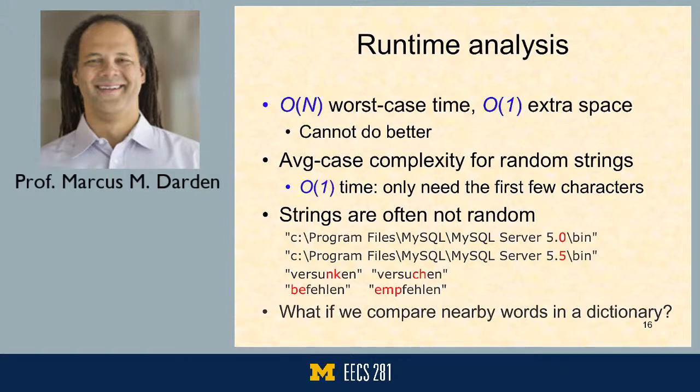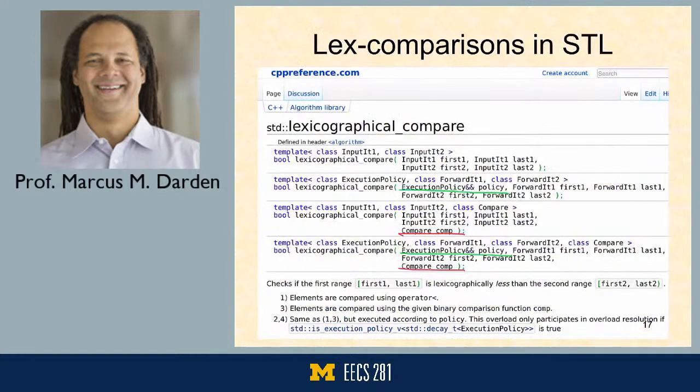Especially if you start looking at words that are next to each other in a dictionary. Because they're already sorted, words that have common prefixes will necessarily be next to each other in the dictionary. So we can see that that's going to show up there as I look at comparing nearby words in a dictionary. Here is the way that lexicographical compare gets handled in the STL.